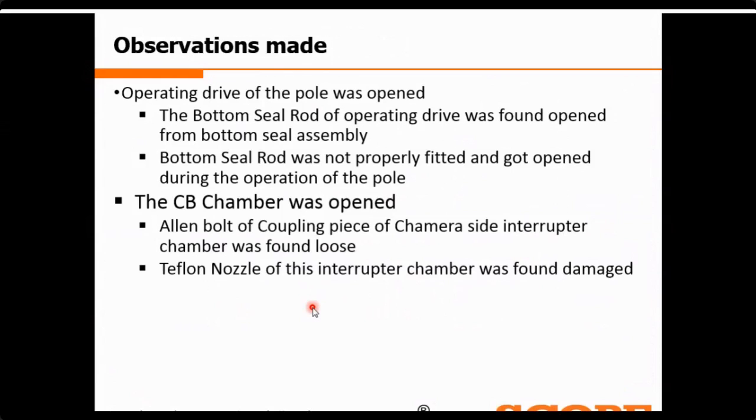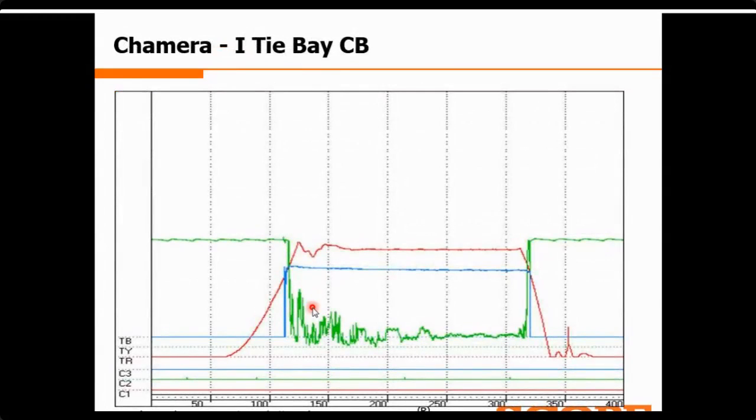What were the observations made after the overhauling of that particular interrupter? These were the observations. The operating drive of the pole was opened, and the bottom seal rod of the operating drive was found opened from the bottom seal assembly. The bottom seal was not properly fitted and got opened during the operation of the pole. Because of this, proper closing was not happening, and that is why we were observing these spikes in the DCRM signature.